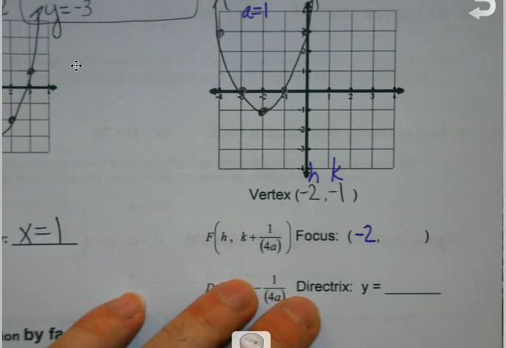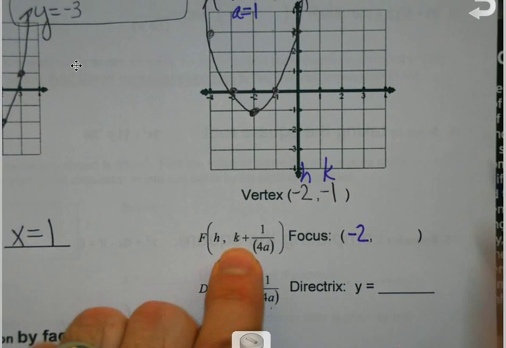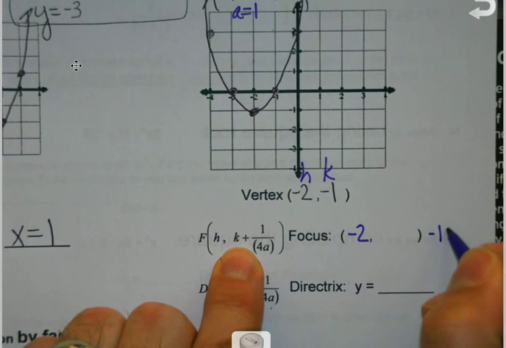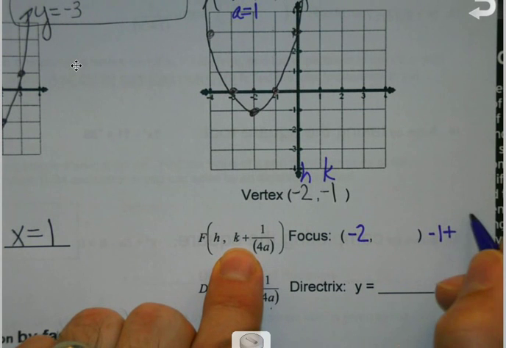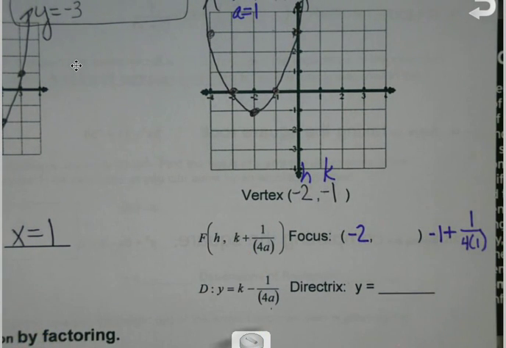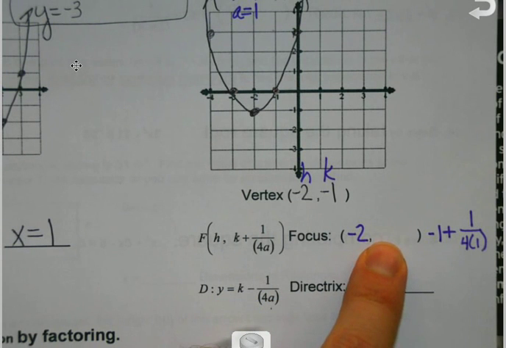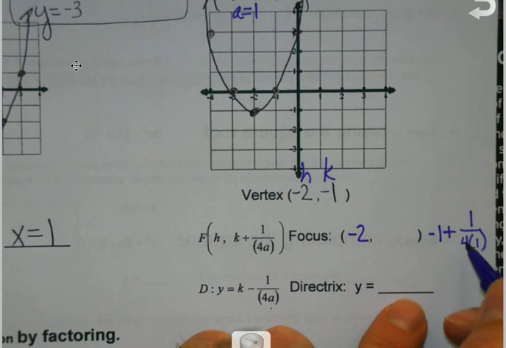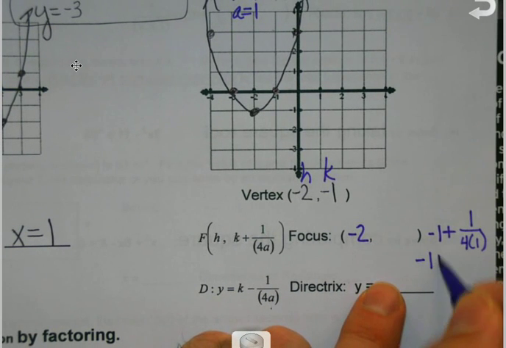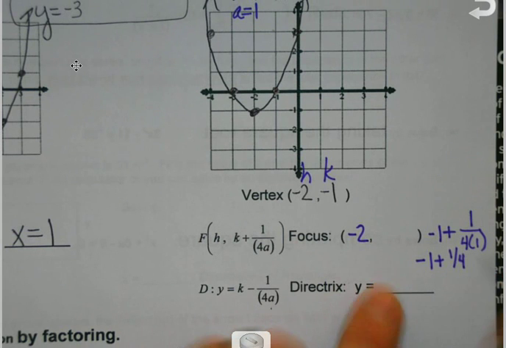So I'm going to scooch this a little more over. It's k plus 1 over 4a. Okay, that's what this value is going to be. And again, simplify this stuff. 4 times 1 is 4. So it's negative 1 plus 1/4.